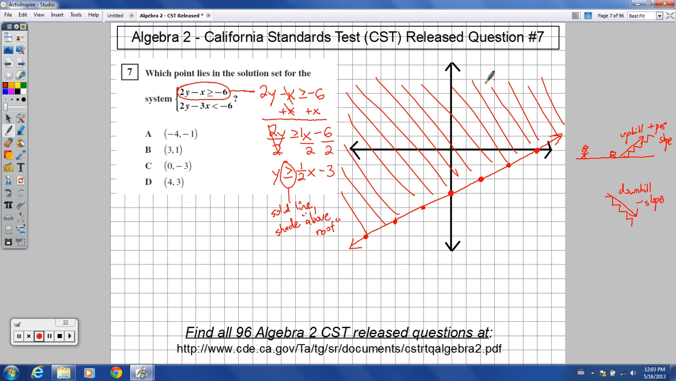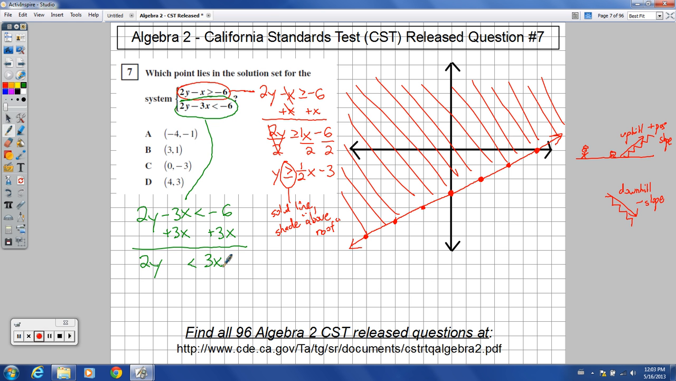So right now, this would be the solution set to just that specific inequality. But I want to know the solution set to both. And so now in green, I'll tackle this one. So down here, let's rewrite it. I've got 2y minus 3x is less than -6. And I would be adding 3x to both sides.